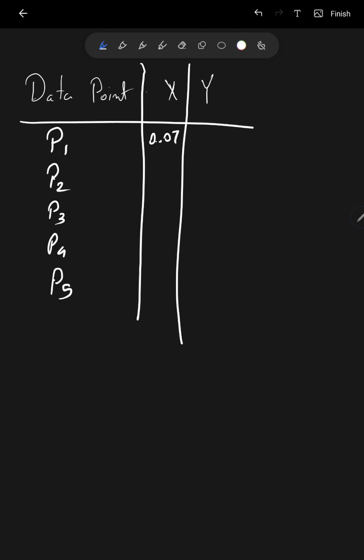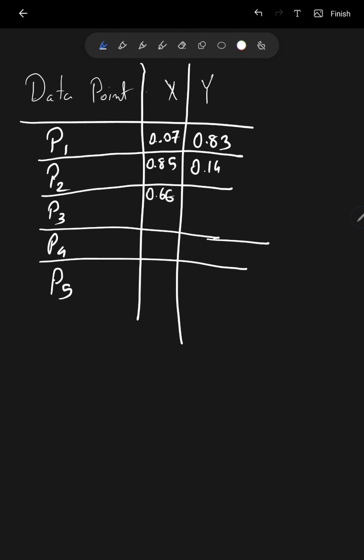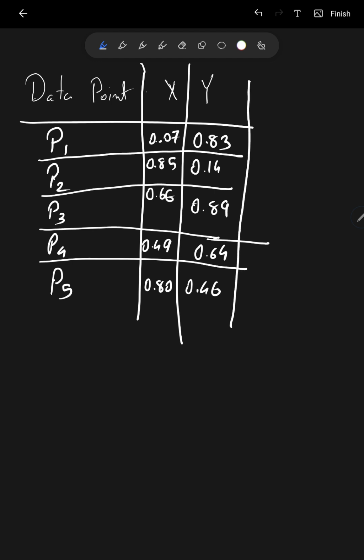0.07, 0.83. So here this is the data set given to us and we have to make a dendrogram tree, a hierarchical agglomerative clustering. So you have to draw that.